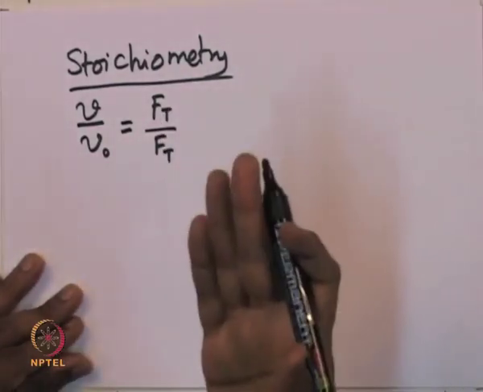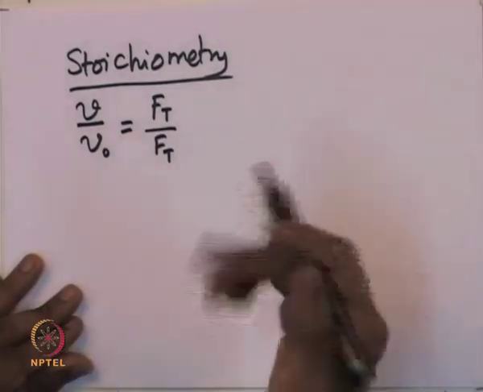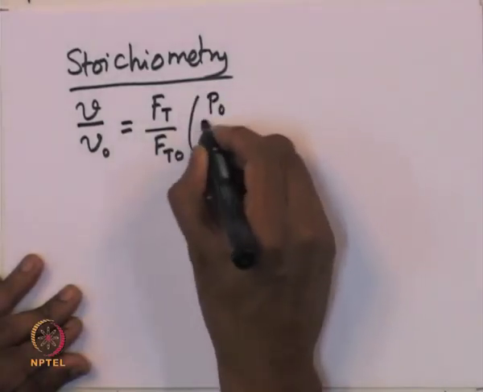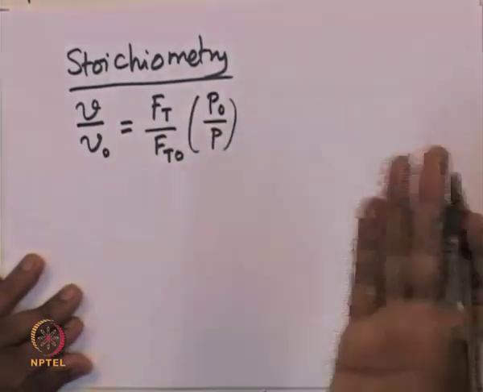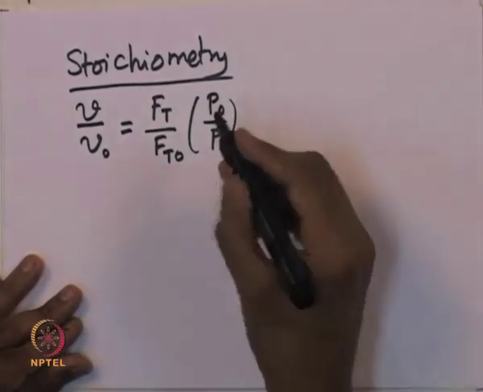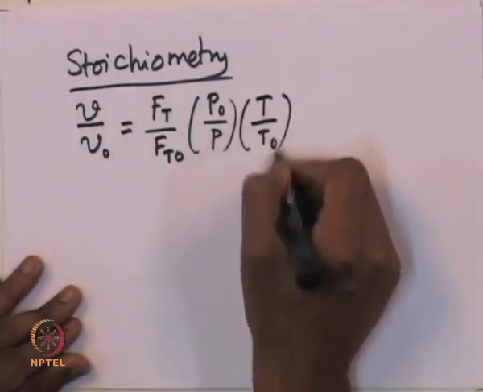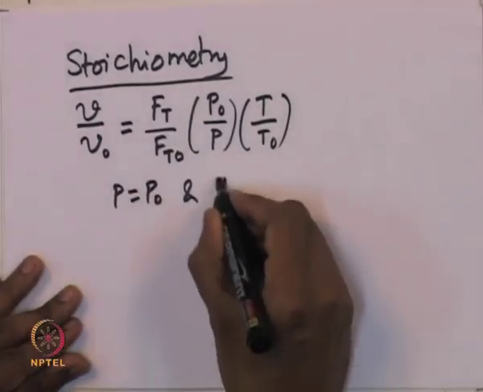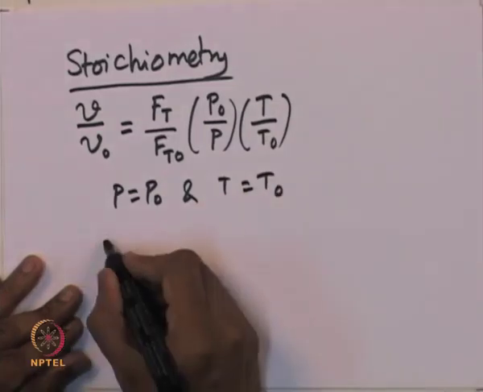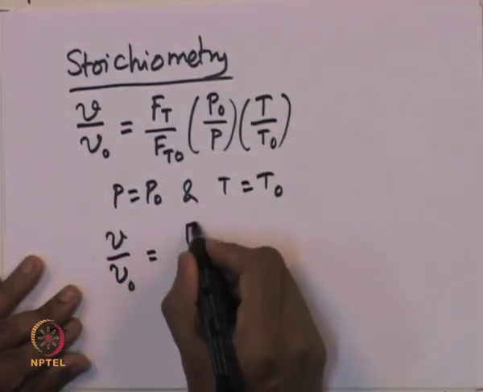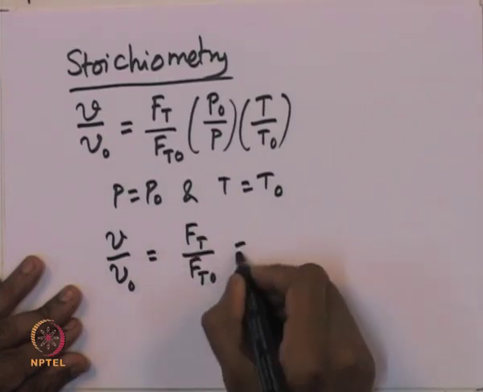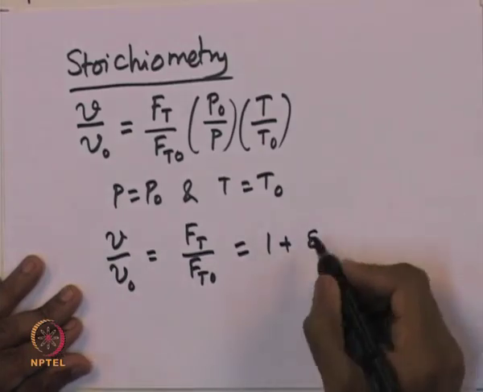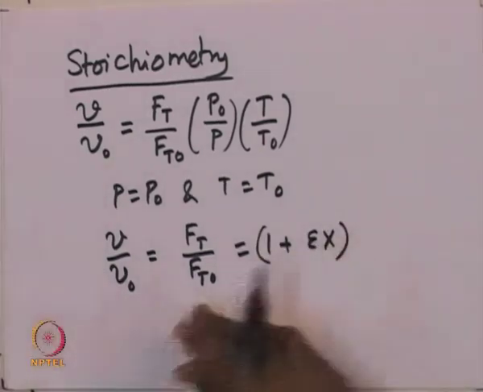ratio of the total molar flow rate of the outlet stream divided by the total molar flow rate of the inlet stream, multiplied by P naught by P, which is the total pressure at the inlet divided by the total pressure at the outlet, multiplied by T by T naught. So, at constant pressure, if P equals P naught, and at isothermal conditions T equals T naught, V by V naught simply reduces to Ft by Ft naught, which is nothing but 1 plus the net fractional change in the number of moles because of the reaction, multiplied by X.